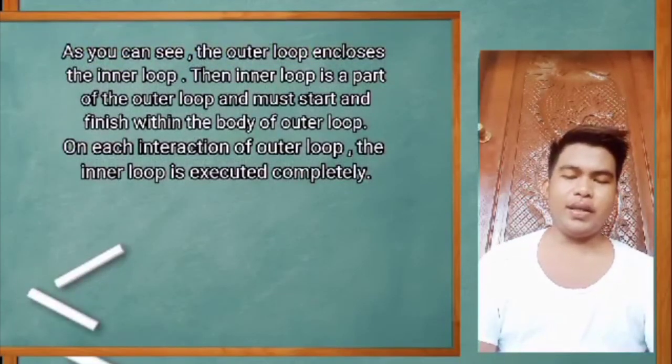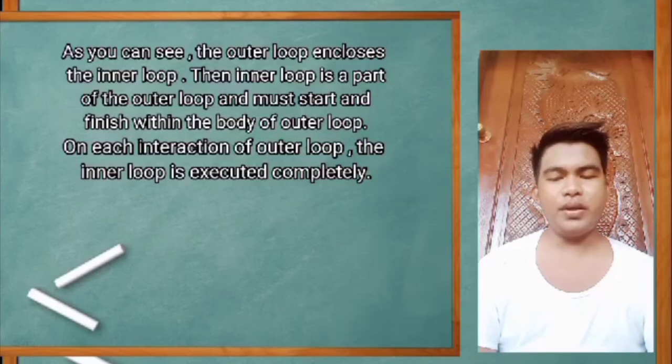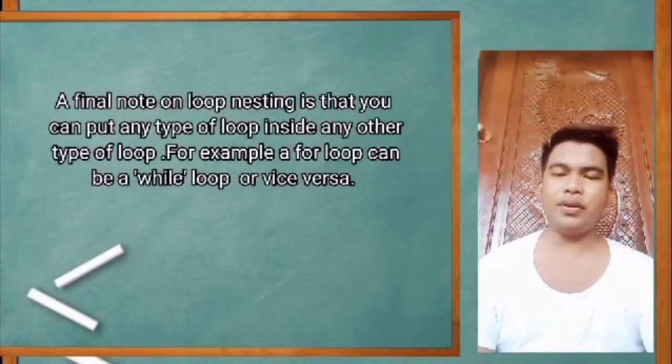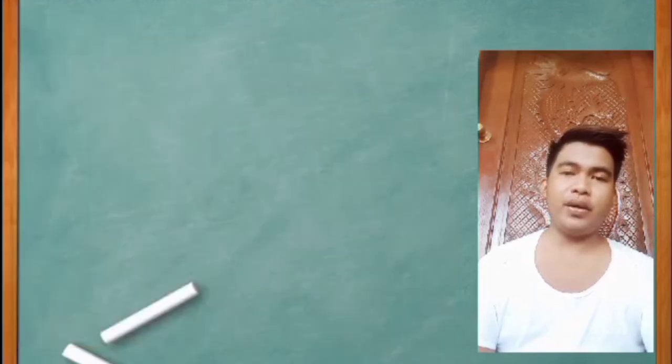As you can see, the outer loop encloses the inner loop. Then the inner loop is a part of the outer loop and must start and finish within the body of the outer loop. On each iteration of the outer loop, the inner loop is executed completely. A final note on loop nesting is that you can put any type of loop inside any other type of loop. For example, a for loop can be inside a while loop or vice versa.